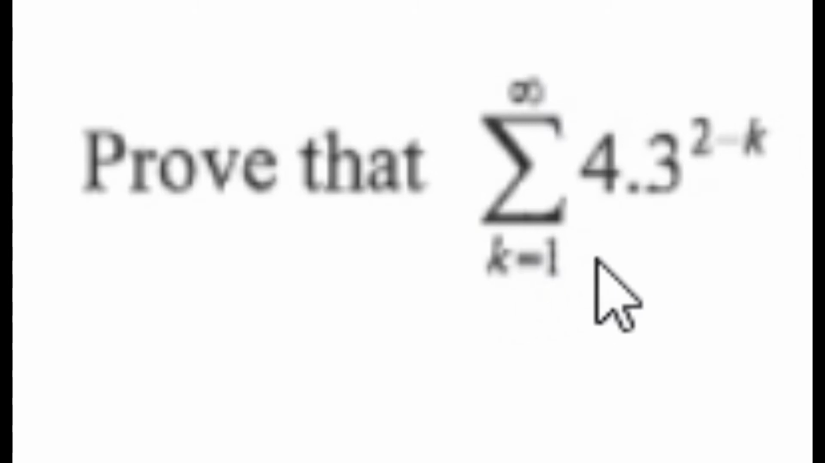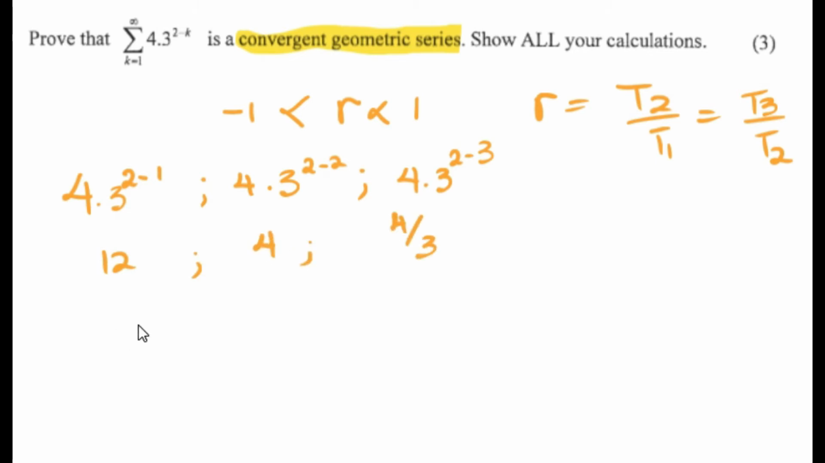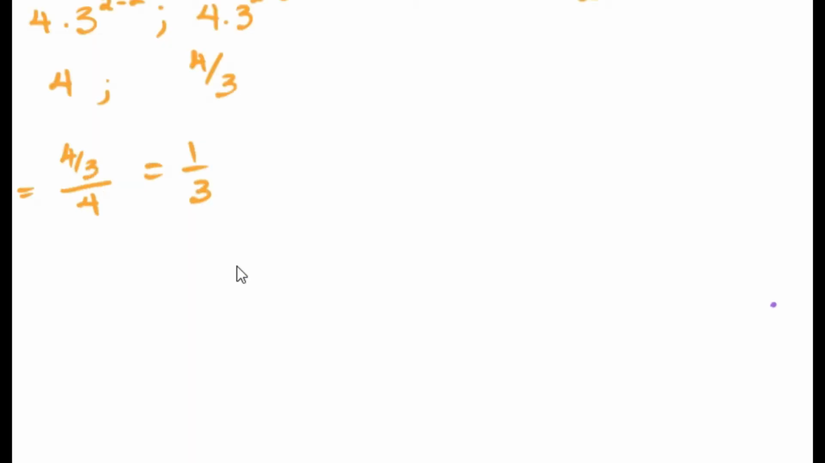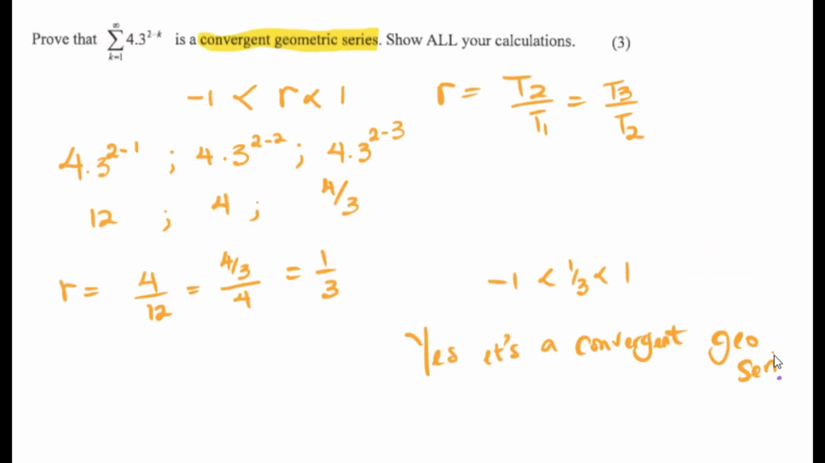and substitute your values for k for the first three terms, meaning that you're going to get an answer. So these are our first three terms, so therefore our r would be 1 over 3, and as you can see, 1 over 3 is definitely between -1 and 1, and we can say yes, it is a convergent geometric series. And that's it.